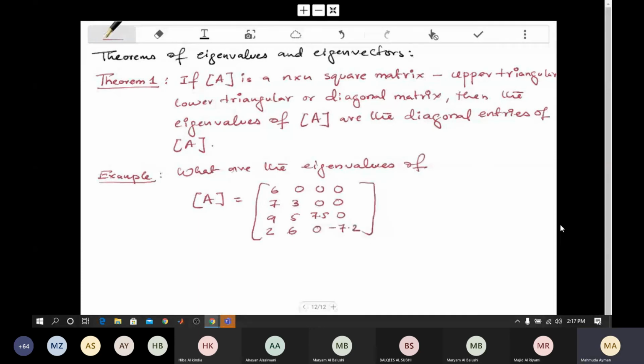Okay, so focusing on the theorem that I just gave you all, can you all tell me what are the eigenvalues of this matrix here? Or first of all, tell me what kind of matrix is this? Upper triangular, lower triangular, or diagonal matrix?